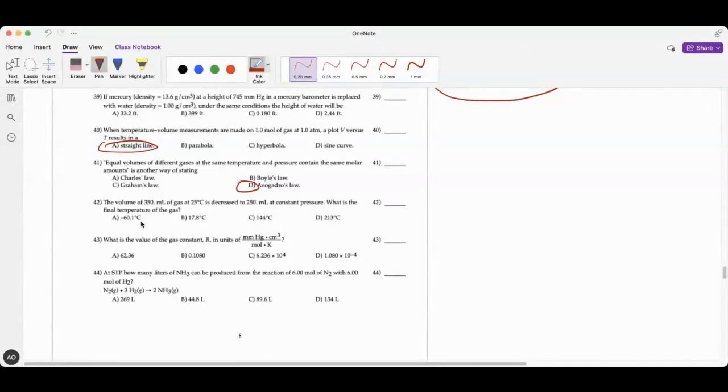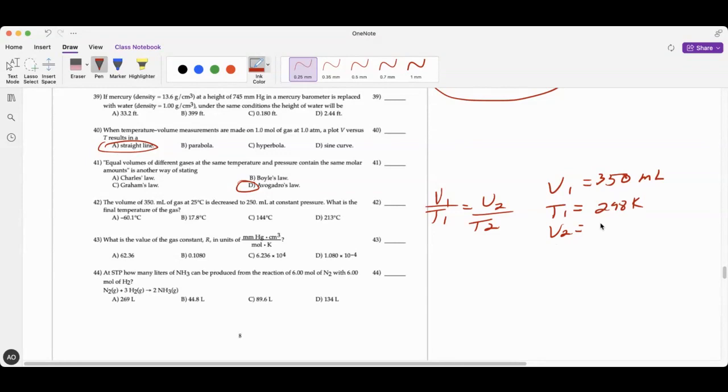The volume of 350 milliliters of gas at 25 degrees is decreased to 250 milliliters at constant pressure. What is the final temperature of gas? So we're looking at volume and temperature. So V1 over T1 is V2 over T2. So V1 is 350 milliliters. T1 is 25 degrees, so that's 298 Kelvin.